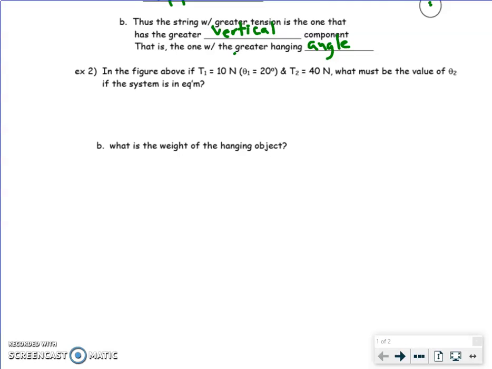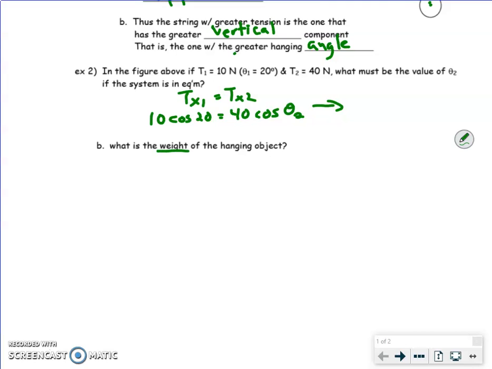Okay, so in this example above, we have T1 is equal to 10 newtons, and the angle is 20 degrees. T2 is 40 newtons, so it's 4 times greater. What must be the value of the second angle? We can figure that out because we can say Tx1 equals Tx2, because we know that the horizontals have to be the same as each other, so 10 times the cosine of 20 has to equal 40 times the cosine of theta 2. I'll let you work out what that angle is. It's a good exercise.